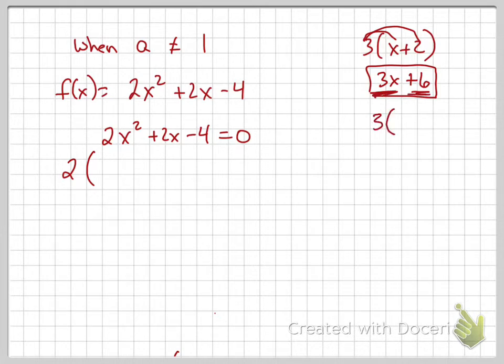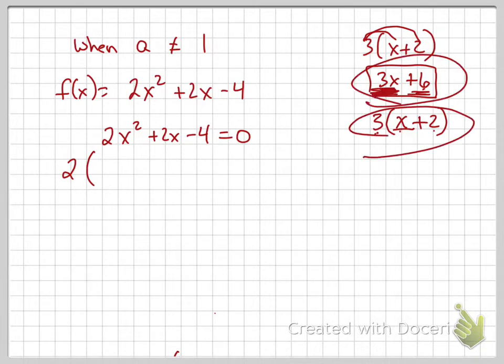I could take out a 3, right? So then you ask yourself, what do I multiply 3 by to get 3x? X. Isn't 3 times x 3x? Plus, what do I multiply 3 by to get 6? 2. There, you just did the distributive property backwards. Isn't this the same thing as this? And you can do it with letters as well.